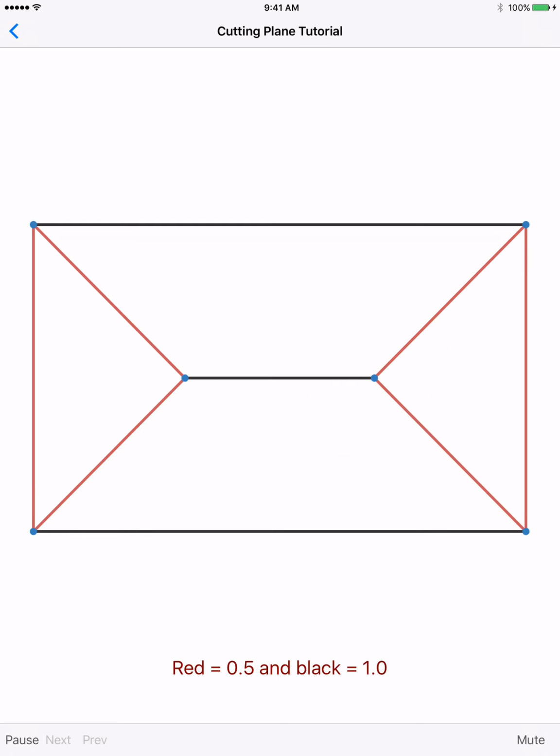Here is an example of such a solution for a 6-city problem. The red edges are assigned the value 1/2, and the black edges are assigned the value 1. You see that each city meets 2 red edges and 1 black edge, so the sum of the values is 2, as Robinson required.